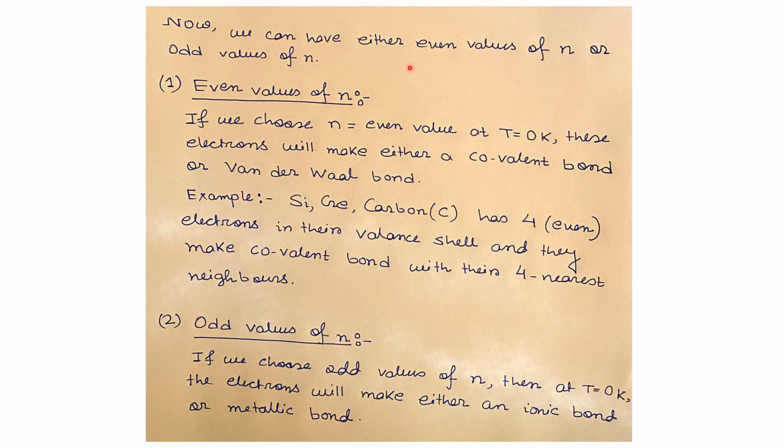Now we can have either even values of n, that is number of valence electrons per atom, or odd values of n. So for even values of n, if we choose n equal to an even value at T equal to 0 Kelvin, these electrons will make either a covalent bond or van der Waals bond. Example, silicon, germanium, carbon, this type of atom has 4 or even electrons in their valence shell, and they make covalent bonds with their 4 nearest neighbors. Now the second case, odd values of n. If we choose odd values of n, then at T equal to 0 Kelvin, the electrons will make either ionic bond or metallic bond.